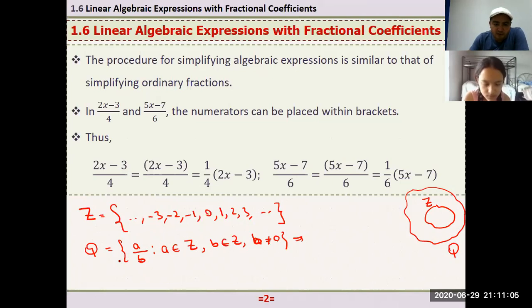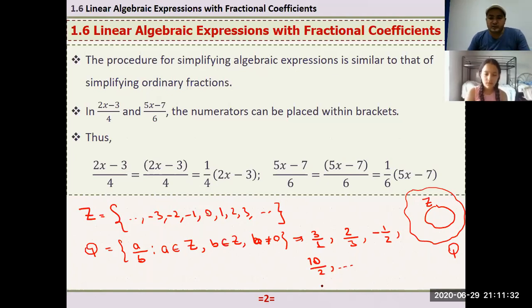For example, 3 over 1 is equal to 3, so I can write 3 as 3 over 1. That is a rational number. And how about 2 over 3? Rational number, it's a fraction. Minus 1 over 2, rational number. And here we have 10 over 2. These are all rational numbers.